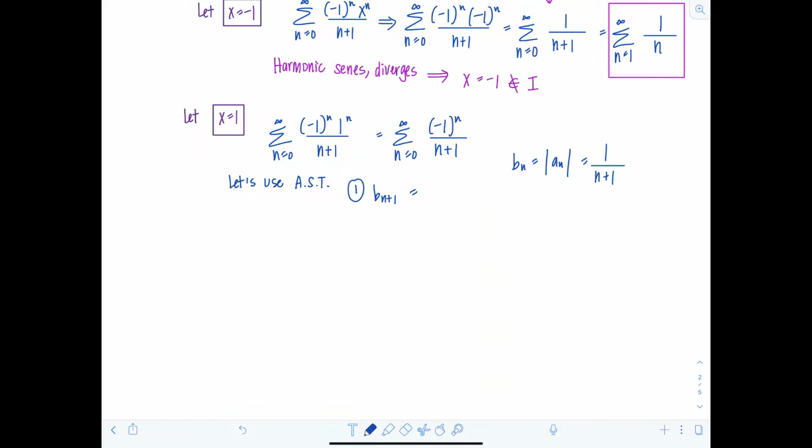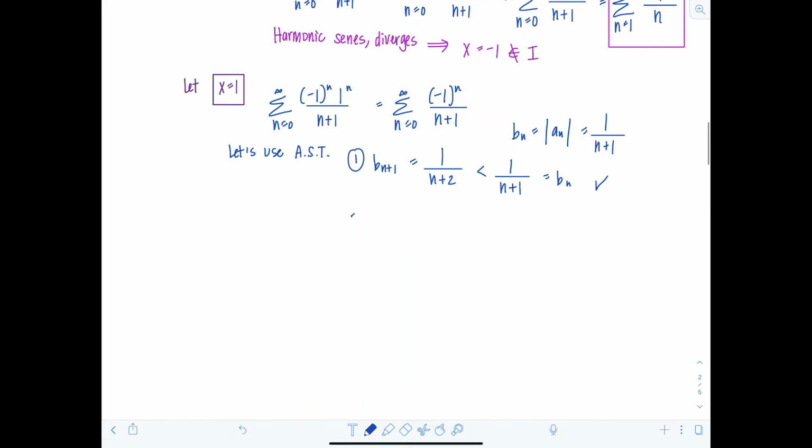So b sub n plus 1 would be 1 over n plus 1 plus 1, so n plus 2. And that's for sure less than 1 over n plus 1 since the denominator is larger, which was b sub n. So first condition satisfied. And then for the second condition, I need to check that the limit as n approaches infinity of b sub n, so 1 over n plus 1, is 0. It sure is.